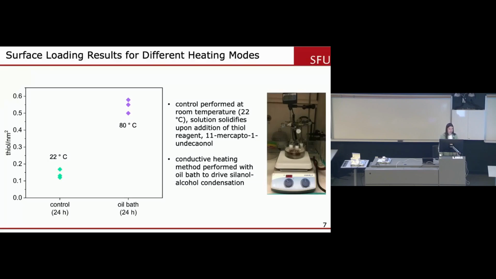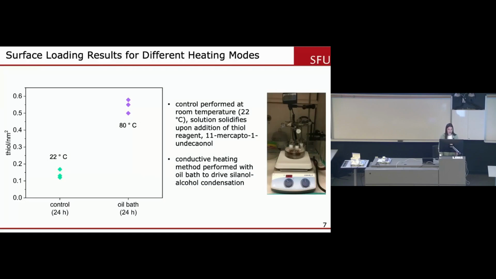And what we want to show here was a control reaction to show that the elevated temperature was necessary to drive this reaction and produce the condensation. So you'll see the control sample here, and all these are performed in triplicate, had very low loading and was likely just due to surface adsorption. So all of the same processes were followed for both samples, except one was heated at 80 degrees Celsius using conductive heating with a traditional oil bath.